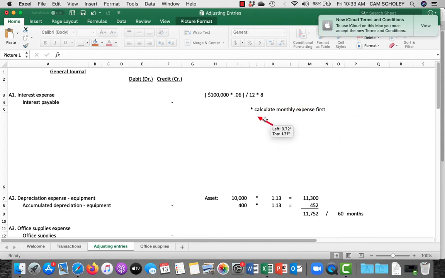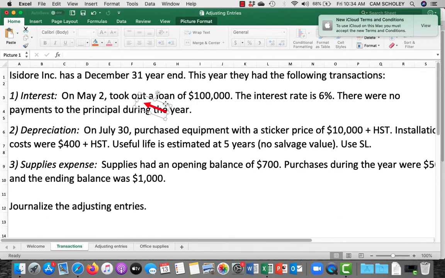And then it becomes less confusing because then you can just say, well, how many months are we talking about in this particular year, the first year of the loan? And in this case, it's 8 months. Okay, so I'm just going to go back. You can see that we took the loan out May 2nd, so that's 8 months.